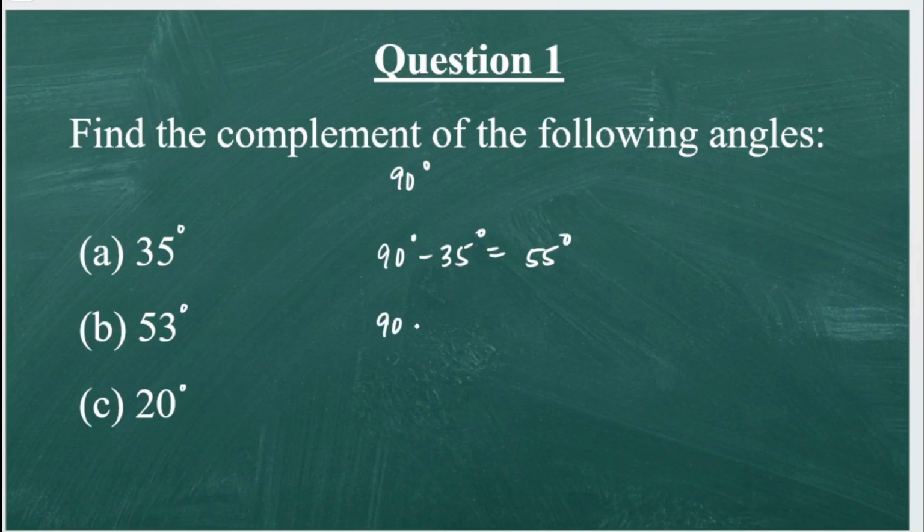The complement of 53 degrees is 90 degrees minus 53 degrees, and that gives you 37 degrees. The complement of 20 degrees is 90 minus 20, which is equal to 70 degrees.